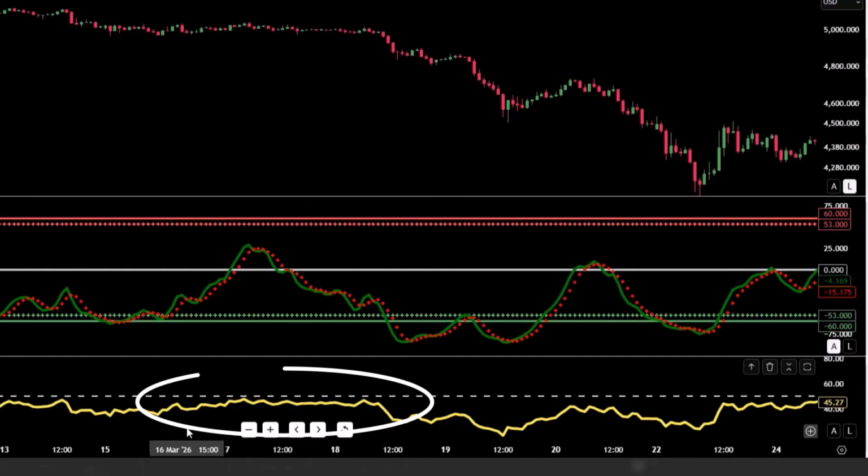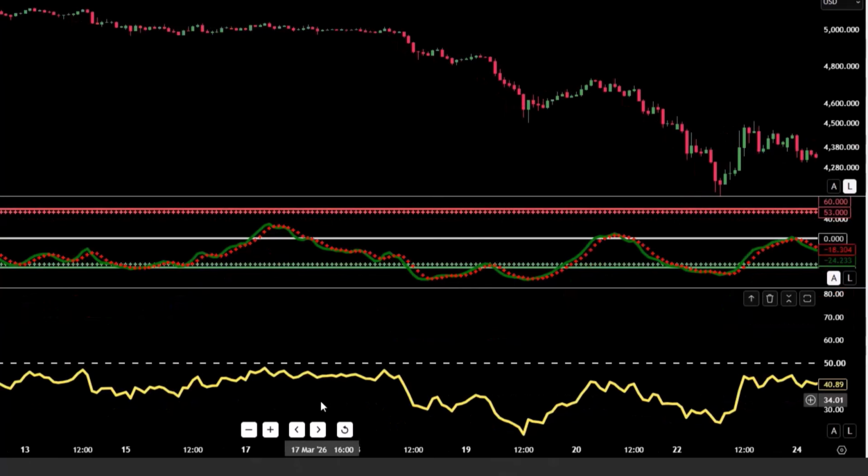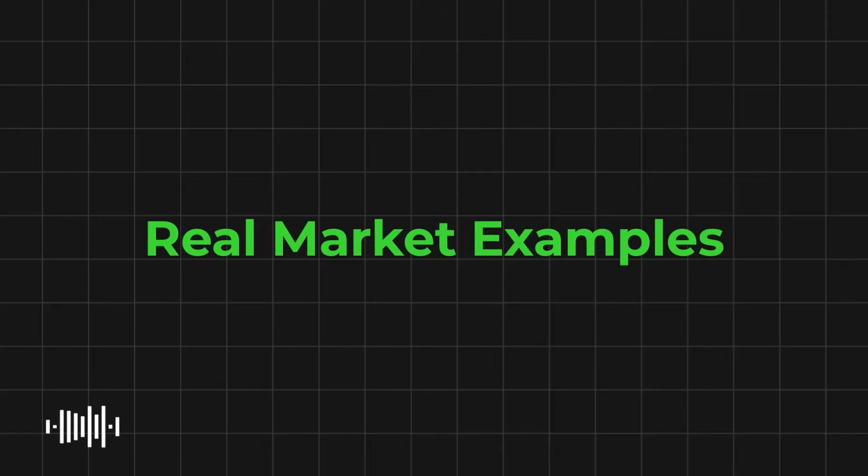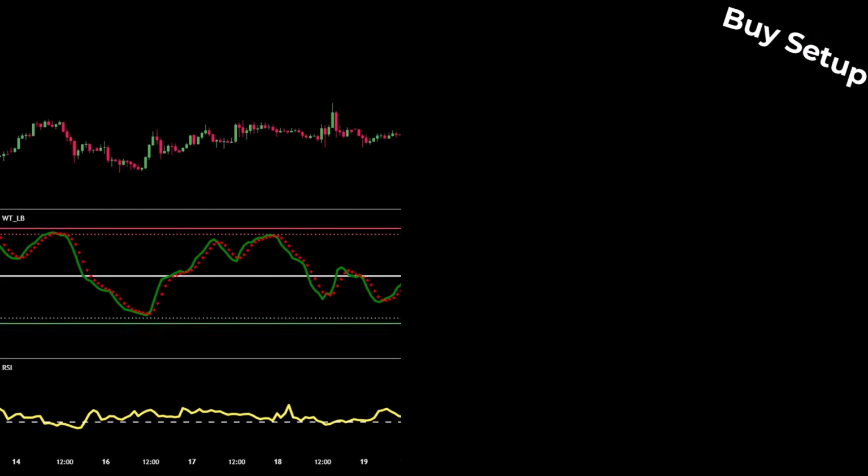Third, we check the RSI again. We only sell if the RSI is below 50. If the RSI is still holding above 50, it means the sellers are not in full control yet, so we avoid the trade entirely. While this sounds simple, it requires patience in real time. You have to wait for all these conditions to line up at the same time and wait for a perfect setup.